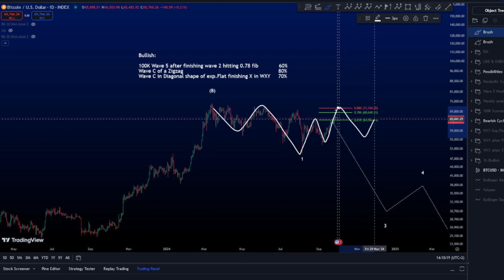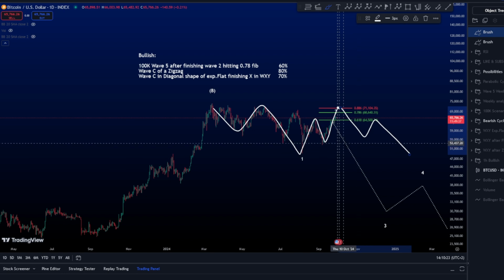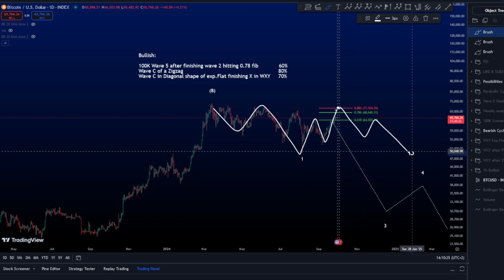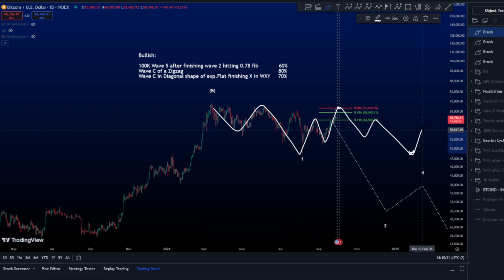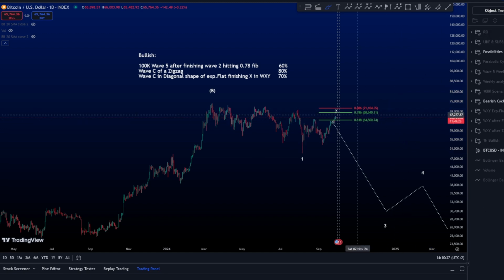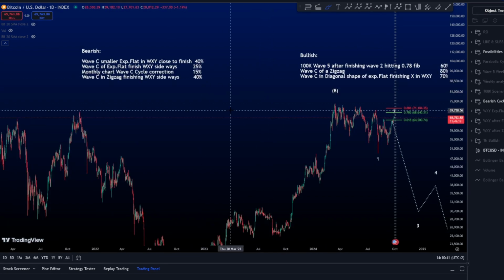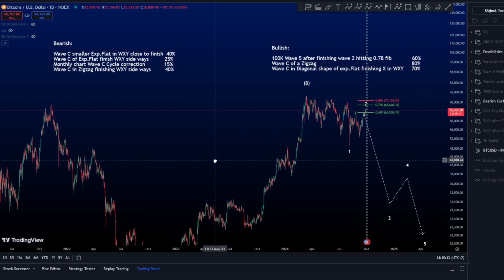After this, you want to see a formation of the last zigzag with a triple zigzag WXY complex structure, finishing, of course, exactly on the last wave C of this zigzag, and move up with 1, 2, 3, 4, 5 towards the upside again, to finish, of course, our wave 5. So basically, these are most of the bearish scenarios.